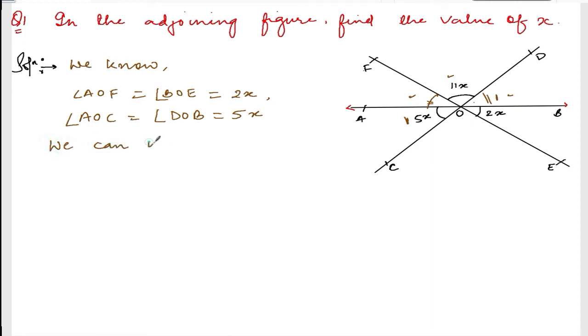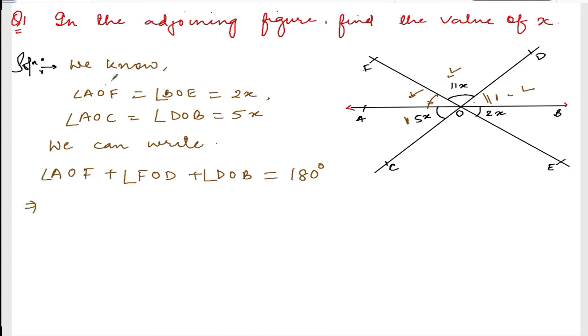We can write angle AOF plus angle FOD plus angle DOB is equal to this angle, this angle and this angle. If I do plus, I'm going to get 180 degrees. Now we know AOF is 2x, so write down 2x plus FOD, FOD is 11x, right? So write down 11x plus DOB, DOB is 5x, which is equal to 180 degrees.